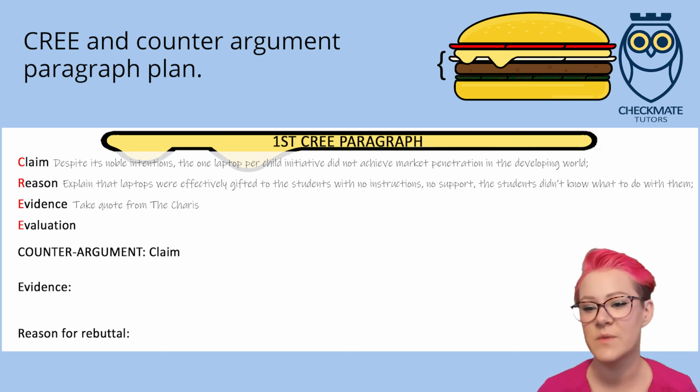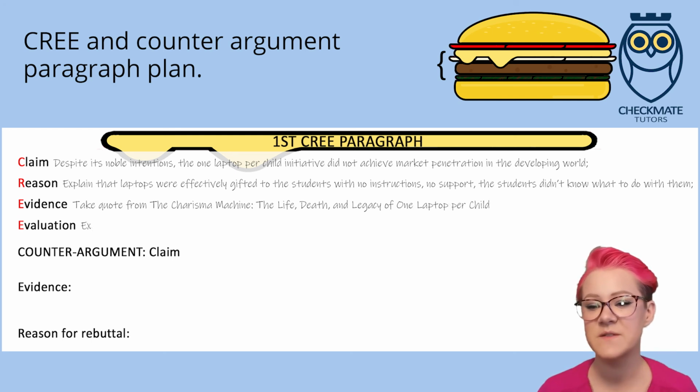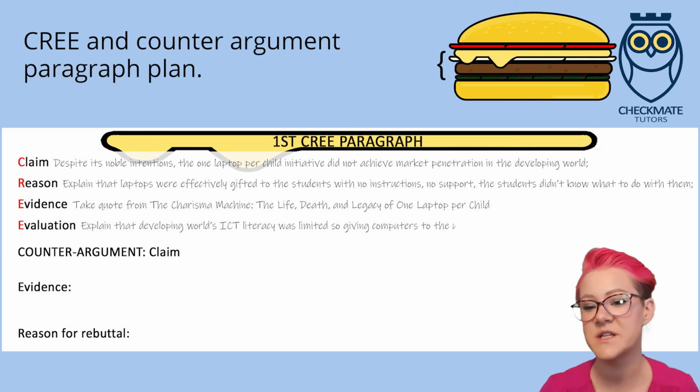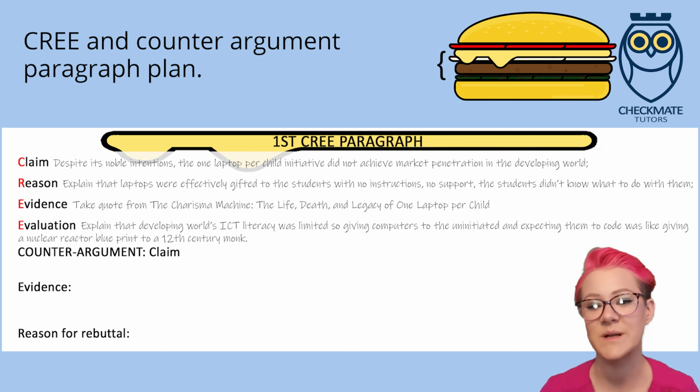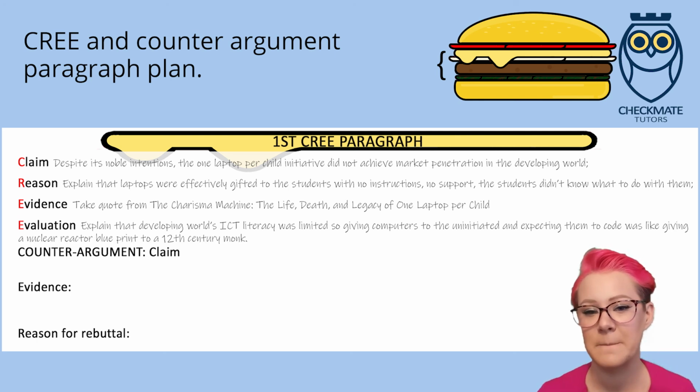Evidence. Take note from The Charisma Machine: The Life, Death and Legacy of One Laptop per Child. Evaluation. Explain the developing world's ICT literacy was limited, so giving computers to the uninitiated and expecting them to code was like giving a nuclear reactor blueprint to a 12th century monk.